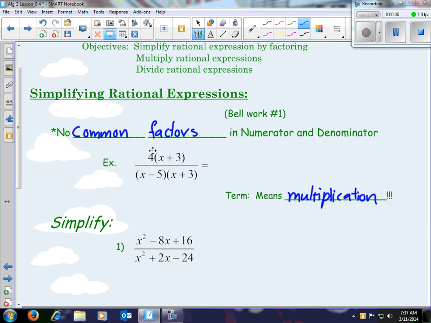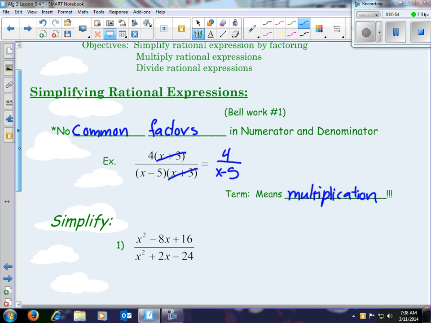For instance, we have 4 times x plus 3 on the top, and then we have x minus 5 times x plus 3 on the bottom. Since there's an x plus 3 on top and bottom, these two are just going to cancel, and I am left with 4 divided by x minus 5. This is very simple, but now we're going to have to do it with factoring.